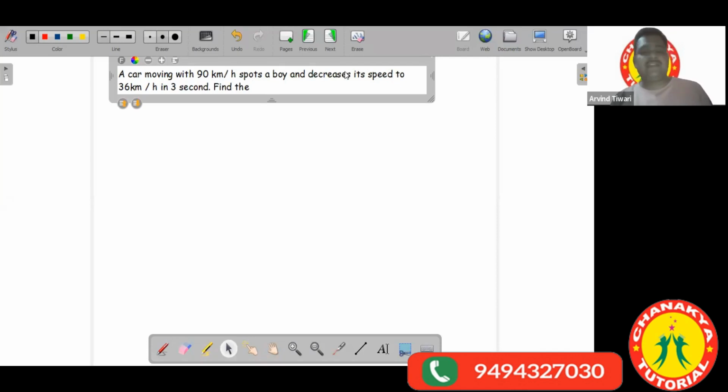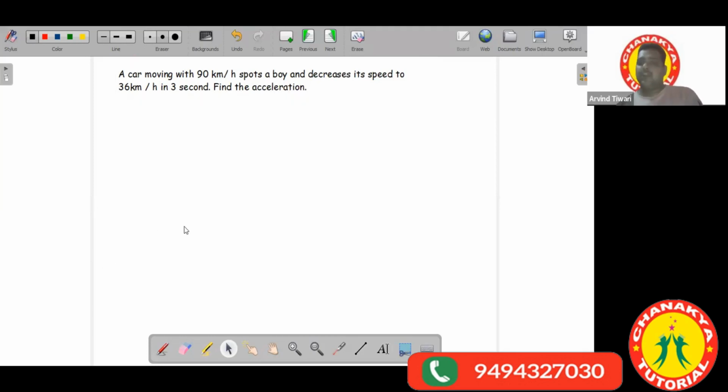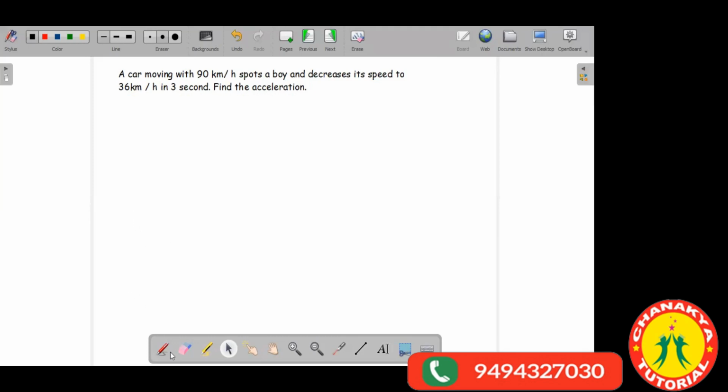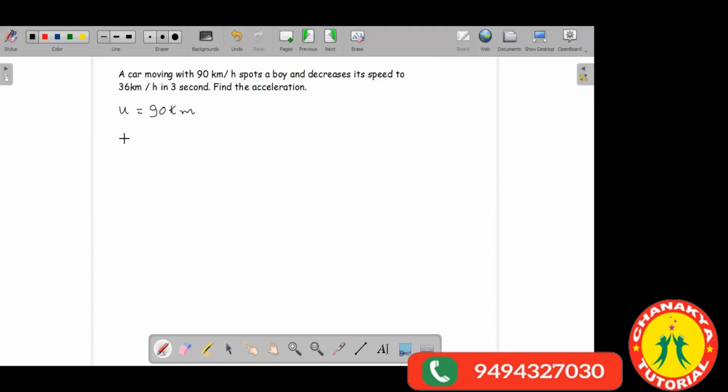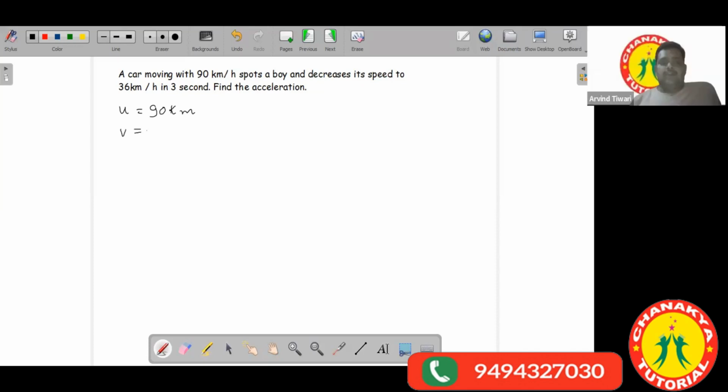You need to convert to SI units. So what is the initial velocity? 90 km per hour. So you'll write u equal to 90 km per hour. Then what is 36 km per hour? Final velocity v, which is 36 km per hour. And time is taken as 3 seconds.